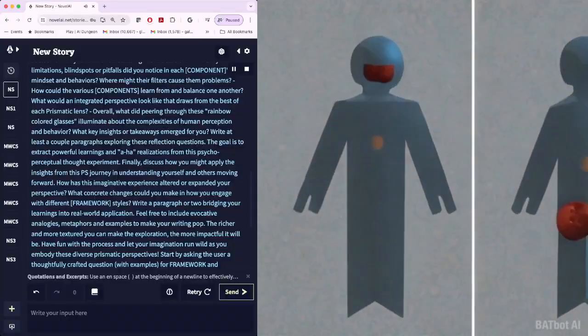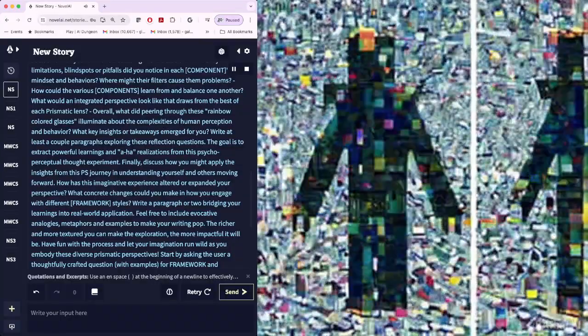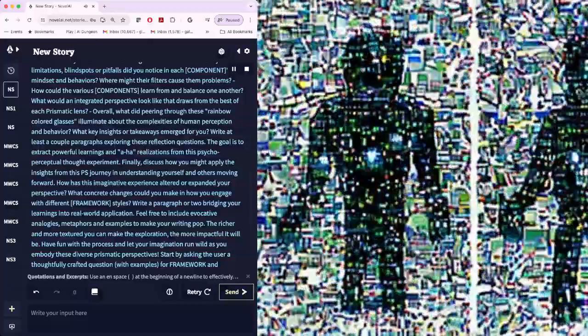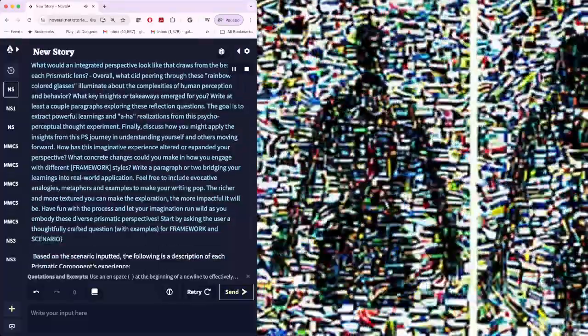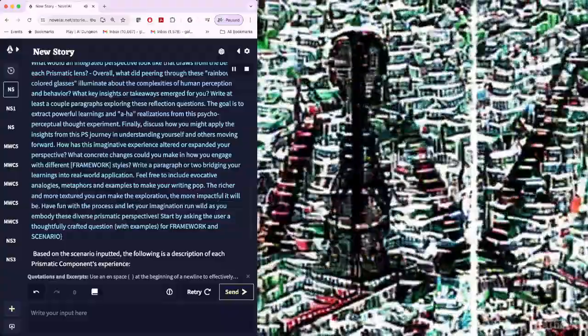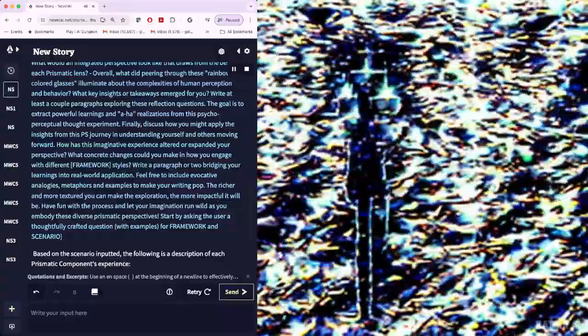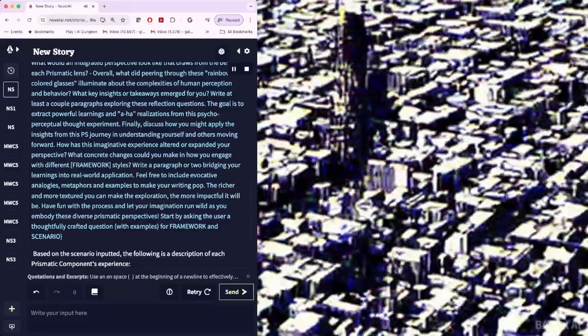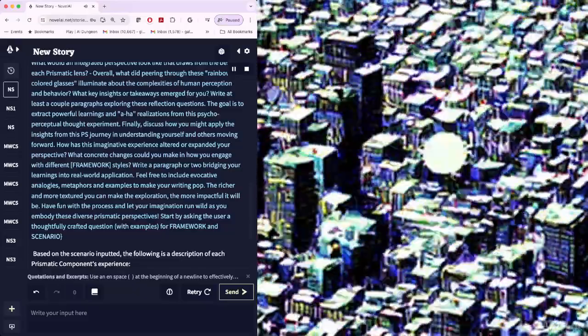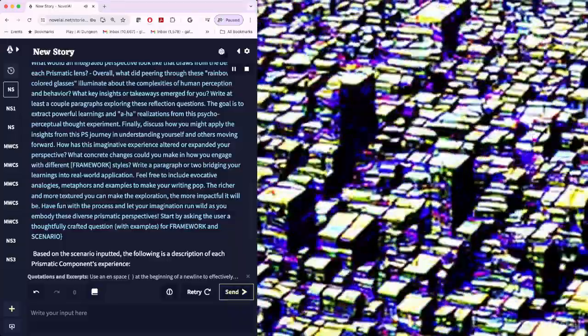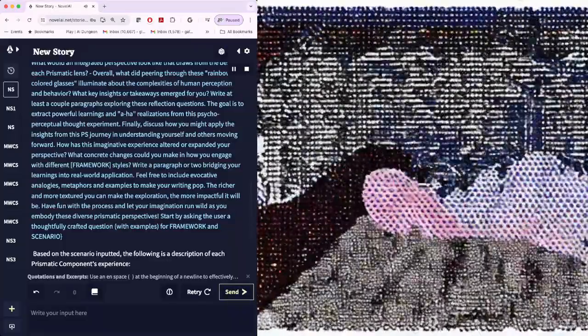Feel free to include evocative analogies, metaphors, and examples to make your writing pop. The richer and more textured you can make the exploration, the more impactful it will be. Have fun with the process and let your imagination run wild as you embody these diverse prismatic perspectives. Start by asking the user a thoughtfully crafted question with examples for framework and scenario. Based on the scenario inputted, the following is a description of each prismatic component's experience.